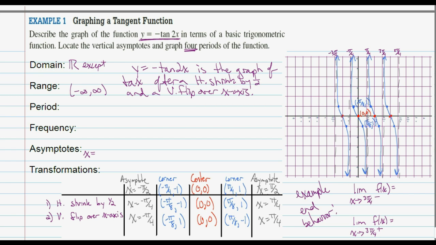Now I've pre-graphed that for you here. I did not change the scale on my x-axis. I couldn't squeeze in enough. It's getting a little small. I probably could have expanded out my axis a little bit, but I didn't.